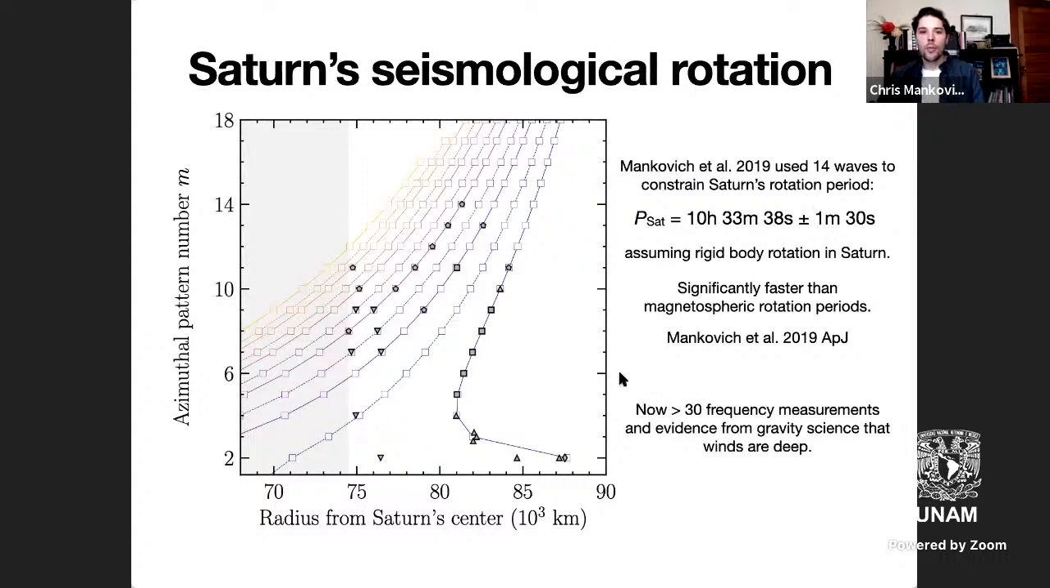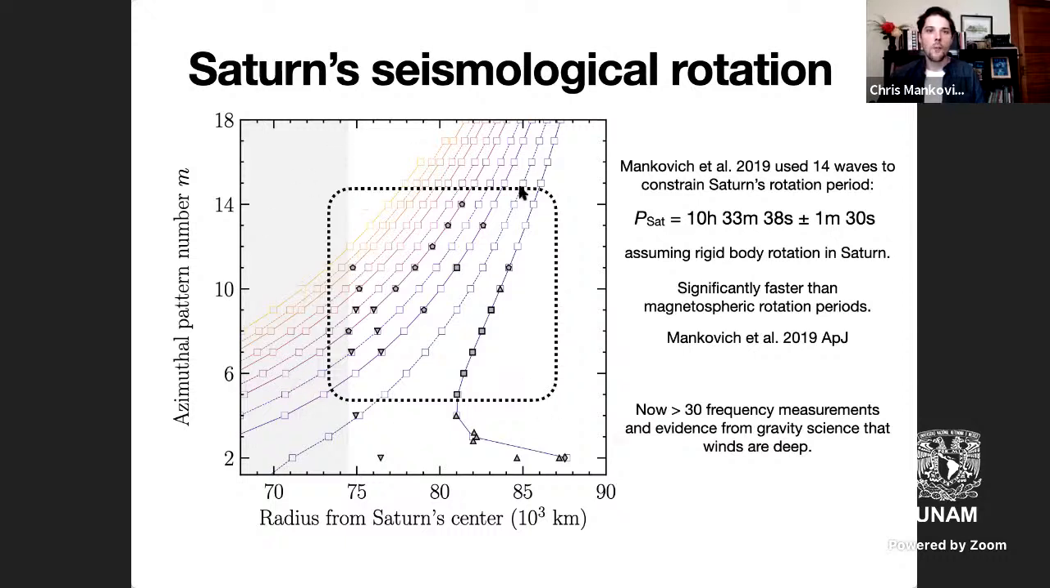The other important thing that we've been able to learn about Saturn is a result of these modes that are at higher M values and tell us more about the rotation of Saturn. And in 2019, we were able to use rigidly rotating models for Saturn to put a new constraint on Saturn's deep rotation rate. And this is something that's kind of been notoriously hard to measure because Saturn has a quirky magnetic field that does not easily give away the planet's rotation rate.